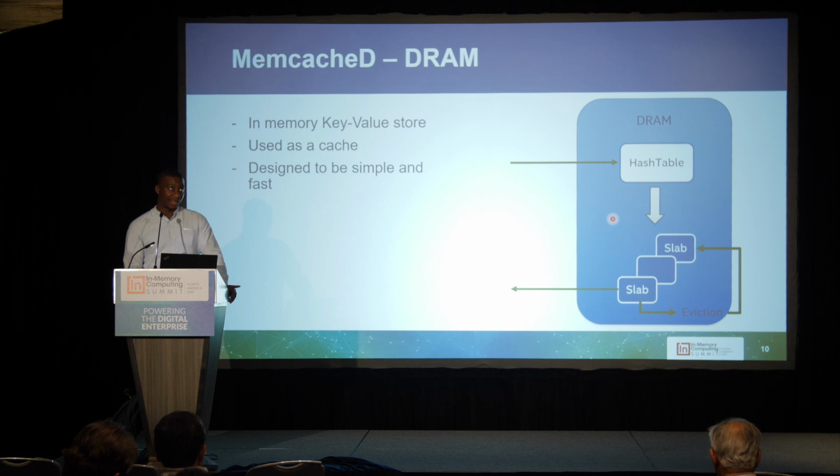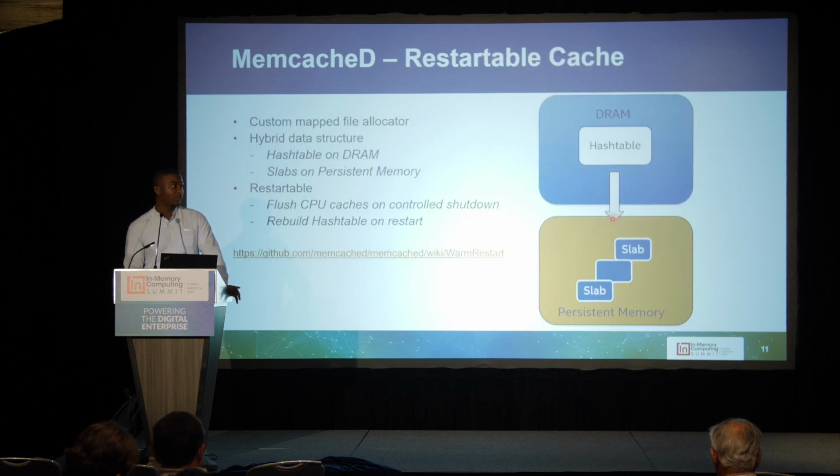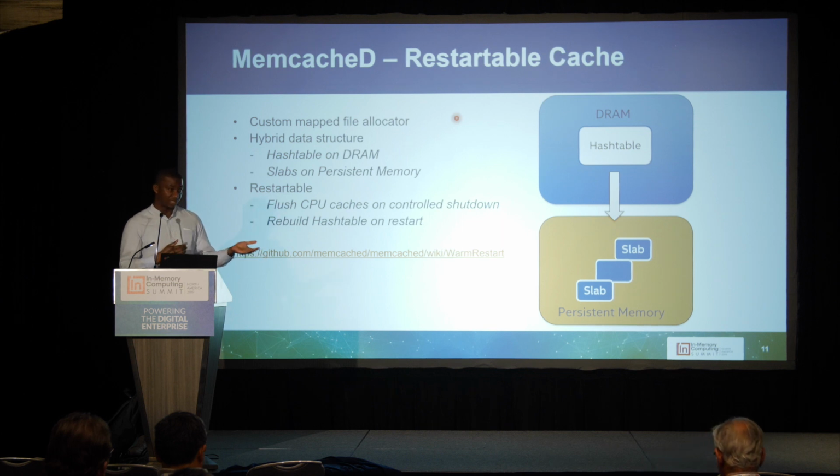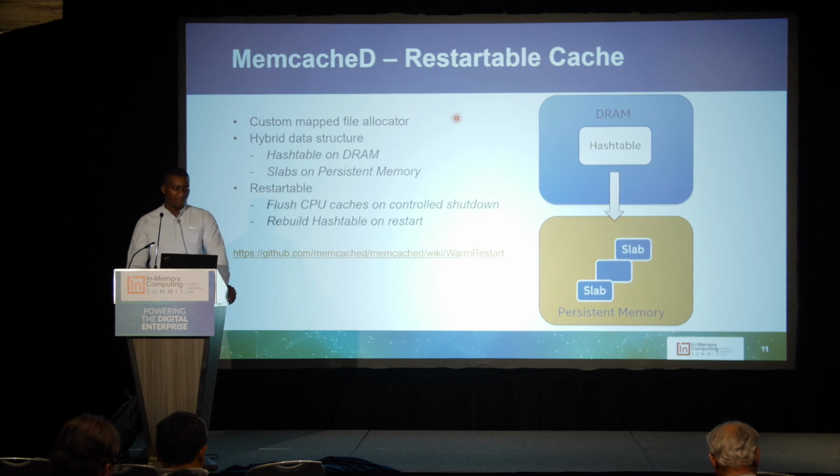In Memcached, there is now a restartable cache option. Again, this is also upstreamed. What it does is there's another custom memory map file allocator. You can point it to a file. The file could be on a persistent memory aware file system using persistent memory. It doesn't have to be, but it could be. And then what they've done now is there's a hybrid data structure where you have your hash table still in DRAM, but your item memory is now on persistent memory or this new memory mapped file pool that you provided.